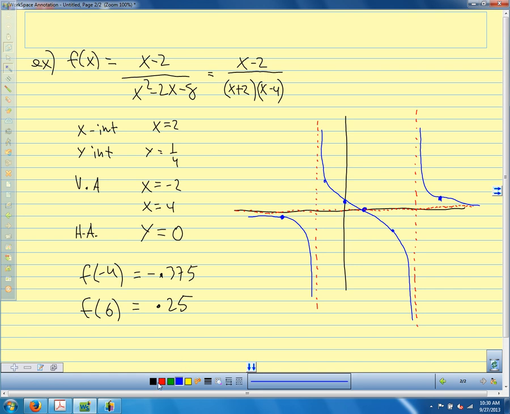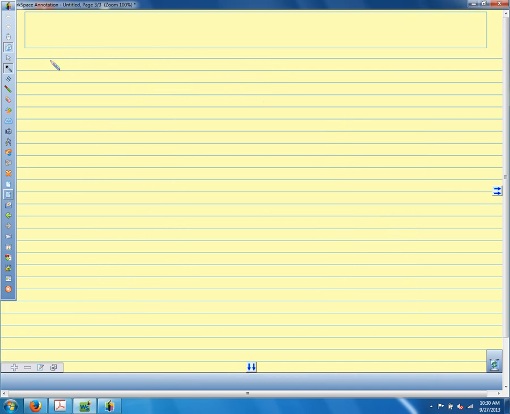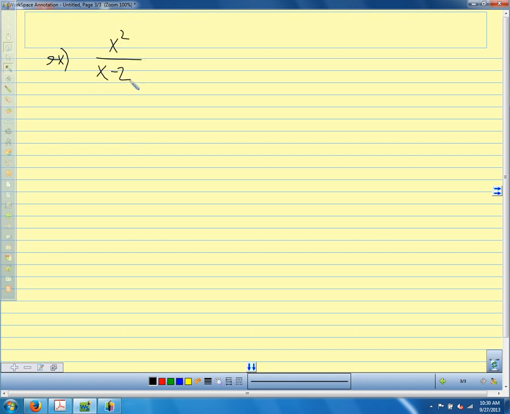All right, let's do one more, then, with a slant asymptote. We'll talk about how we find a slant asymptote. For this one, we have x squared over x minus 2. All right, so we look at this one, and we see that the degree of the numerator is greater than the degree of the denominator. So we know that there's no horizontal asymptote. I'm going to write that down. None. We have no horizontal asymptote.